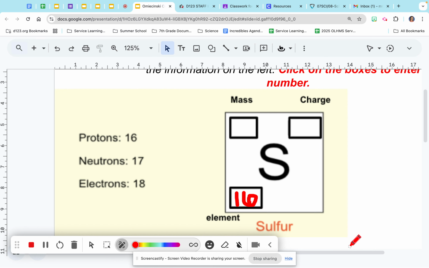Okay, so let's move on to mass. Protons and neutrons in the nucleus make up the middle, the mass. So you do 16 plus 17. So 16 plus 17 is 33.